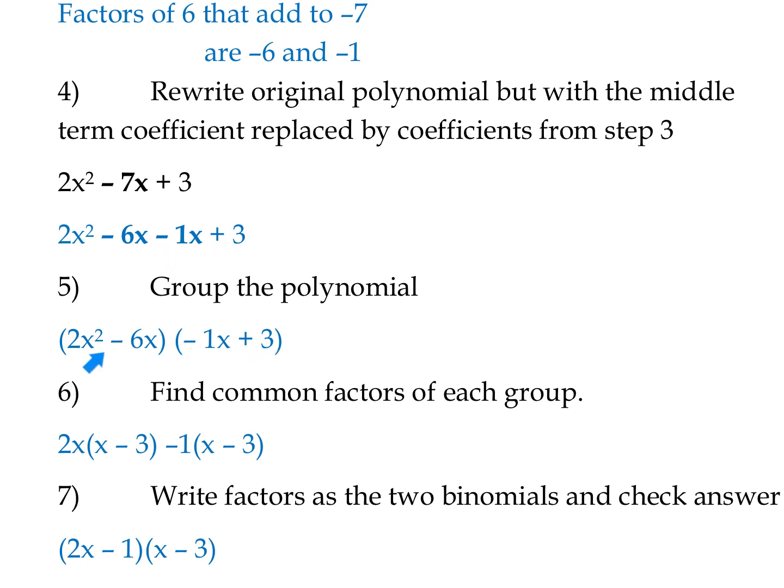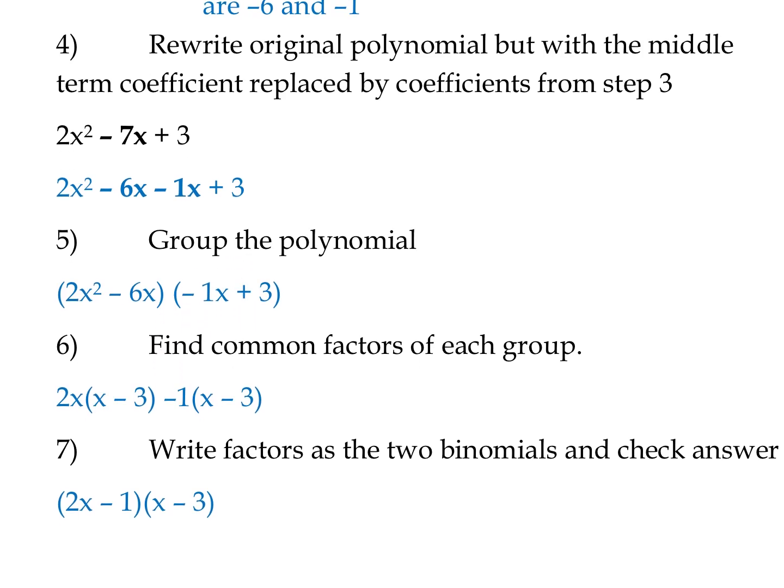Now we want to find the greatest common factor of each grouping separately. So in this first set of parentheses, our common factor is a 2x. We factor out a 2x from each of these terms, and we'll be left with x minus 3. Here we factor out, there's only a 1, and if there's a negative as the lead in that grouping, you always want to factor out the negative as well. So we're going to factor out a negative 1, and we'll be left with x minus 3.